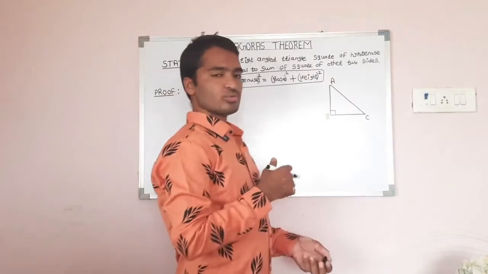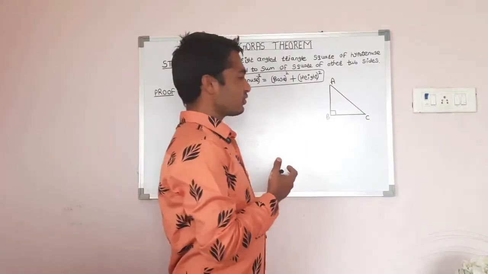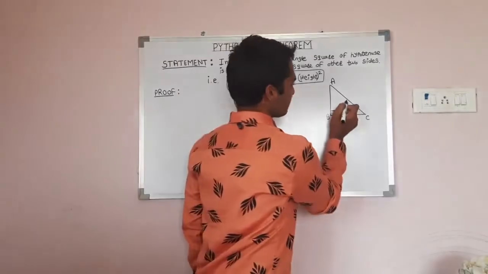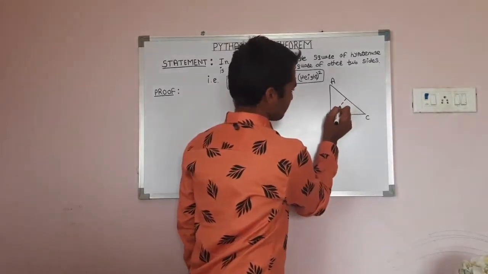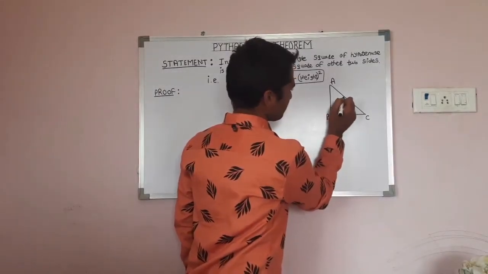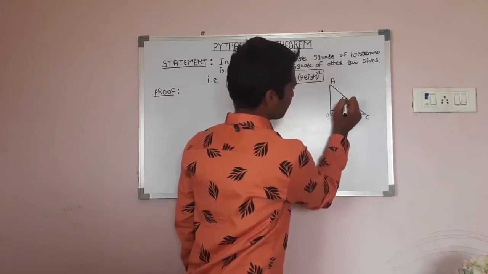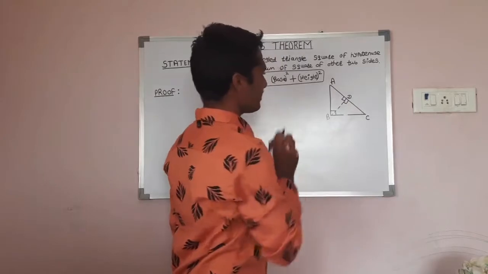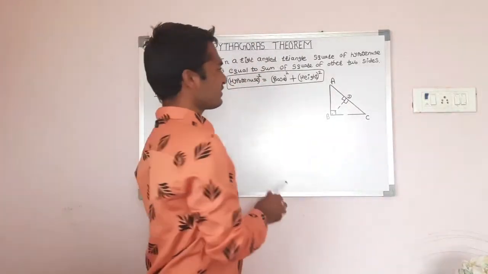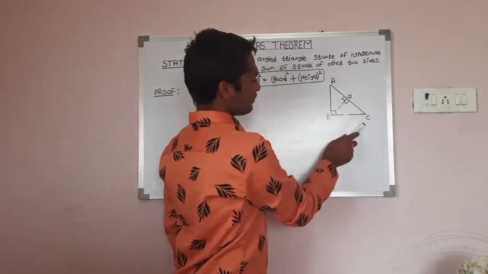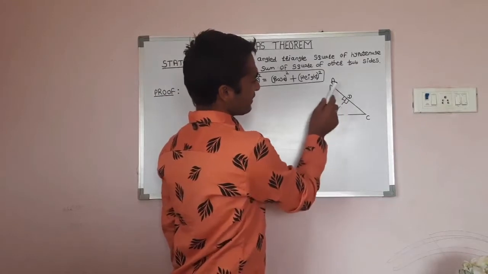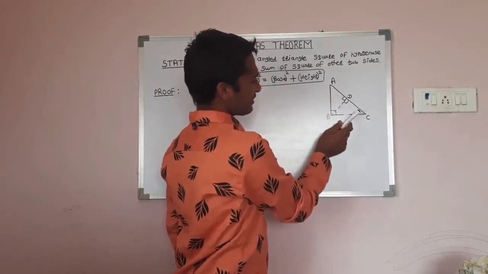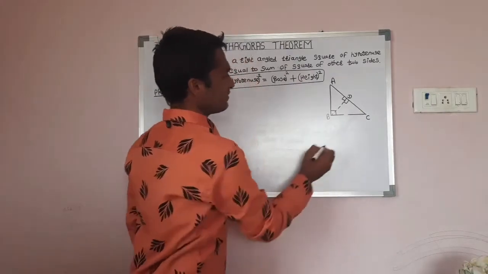We need to modify the triangle, so we are going to draw perpendicular to the hypotenuse AC from the point B. Let's call this point D. Now there are total 3 right angle triangles. Triangle ABC where angle B is 90 degree, angle ADB and angle BDC. In both these small triangles, angle D is 90 degree angle.